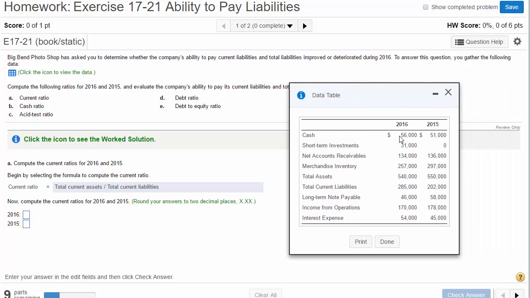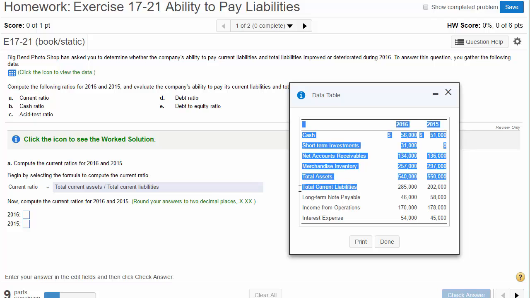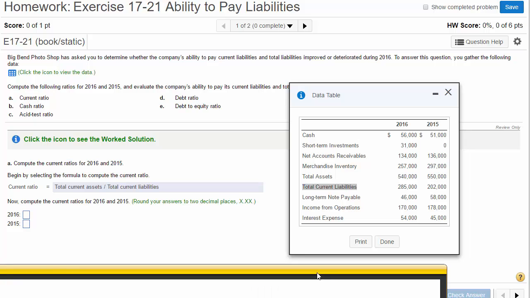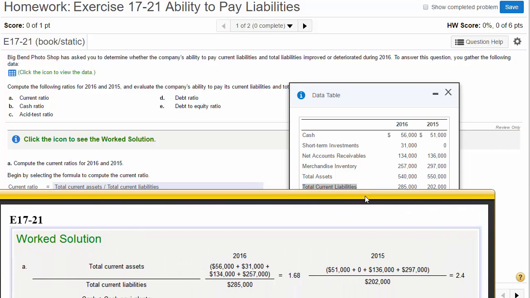For 2016, we need to know which of these are current assets. Well, cash is a current asset. Short-term investments are a current asset. Net AR is a current asset. And inventory is a current asset. And then on the bottom, we need to add up total current liabilities, and they give us that in one number right here. Total current liabilities. So here is our solution.